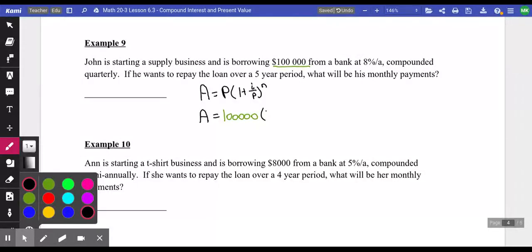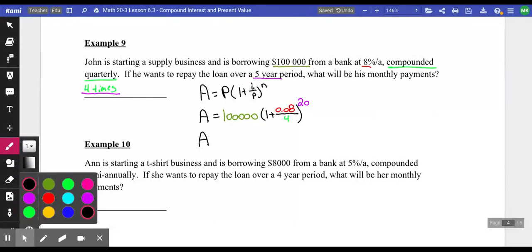And then I have 1 plus my interest rate is 8%, so 0.08 after I divide by 100. Divided by little p, that's the number of times I'm being charged in a year. It says compounded quarterly. Quarterly is 4 times a year. So I need to divide that rate by 4. To the power of n, n is going to be 4 times a year times 5 years. 4 times 5 is 20.